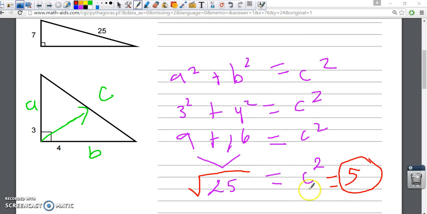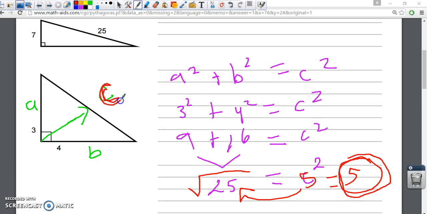Why is it 5? Because watch this. If I plug in 5 right here and do this, I should get this. 5 times 5 is 25. But on your sheet, all I need to know is what that final square root answer is, which is right here. So this video showed you 3 examples of what to do when the hypotenuse is missing.